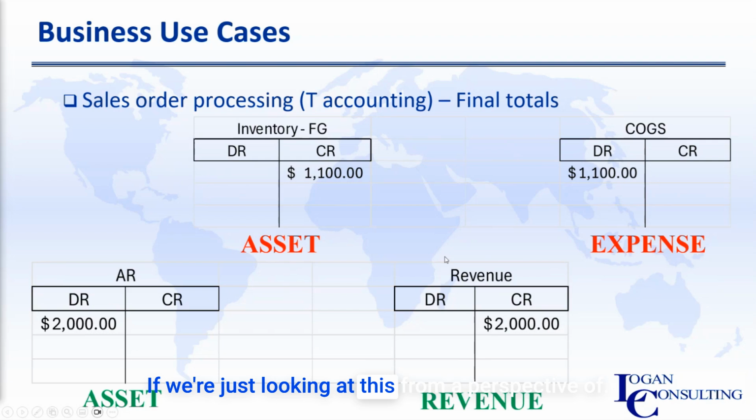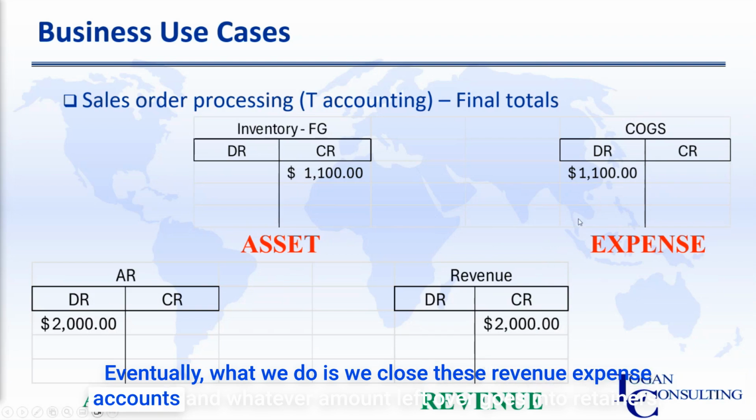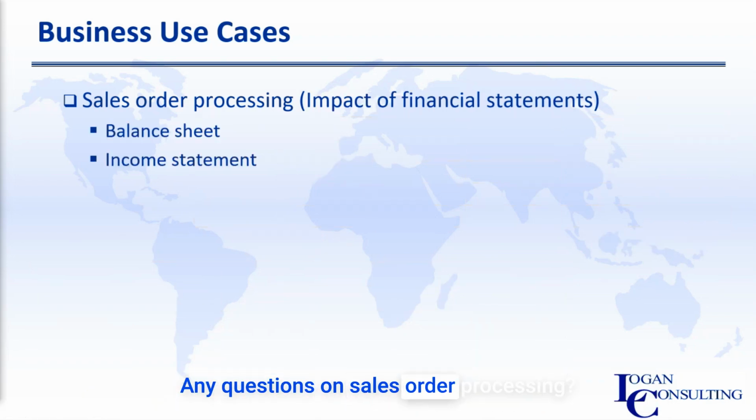If we're just looking at this from a perspective of our revenue, right? We have revenue of $2,000, expenses $1,100, right? So we had a net profit of $900. Eventually, what we do is we close these revenue and expense accounts, and whatever amount left over goes into retained earnings. Any questions on sales order processing? Oh, sorry, wait, let me just go through this.